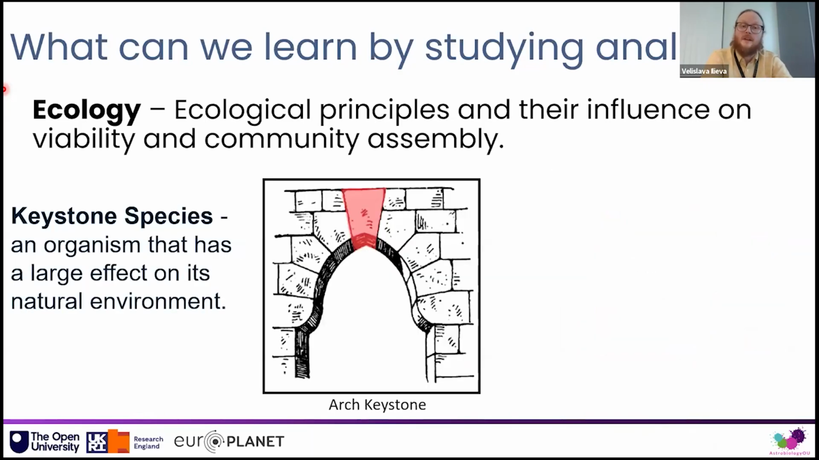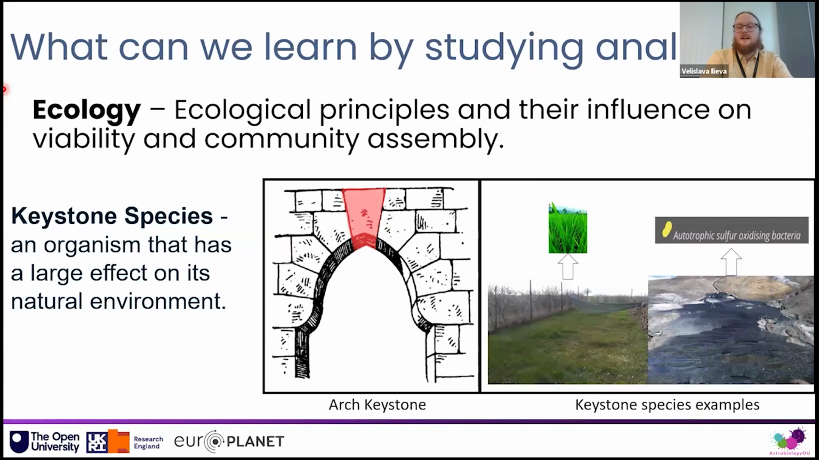And there's the concept of the keystone species. So here's the keystone of the arch, which is the keystone that holds the arch up. It's an organism that has a large effect on its natural environment. So in a field with grass, the keystone species would be the grass itself. It's pumping the carbon into that ecosystem. Doesn't necessarily have to be the most abundant, but it's inarguably having a large impact.